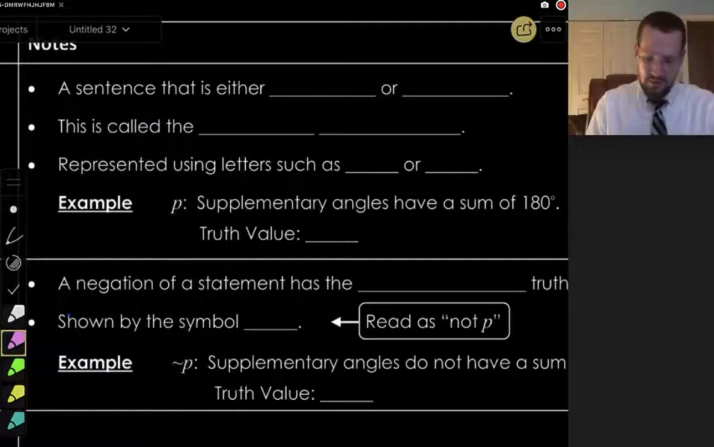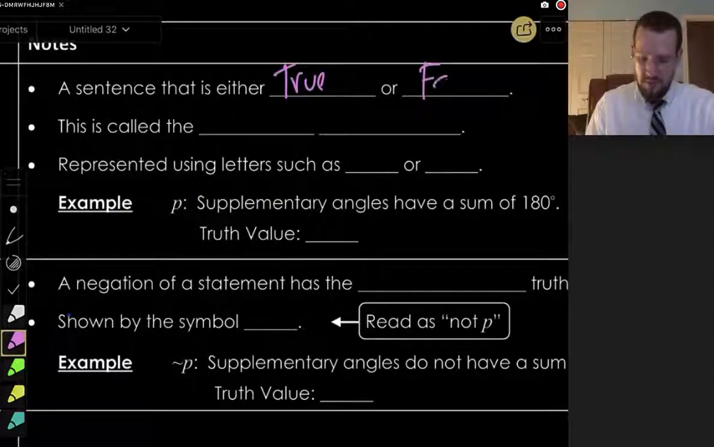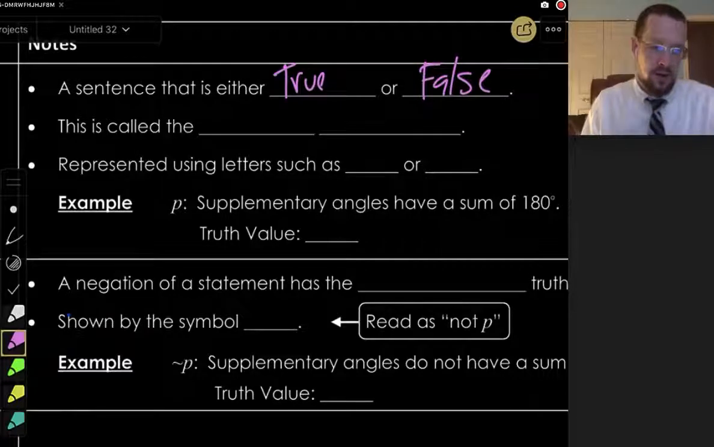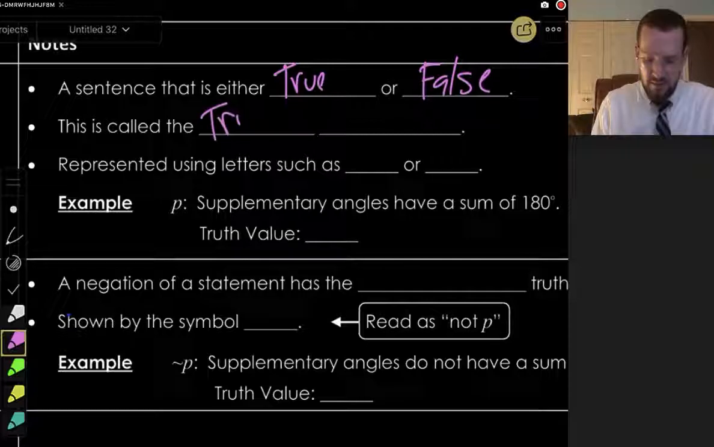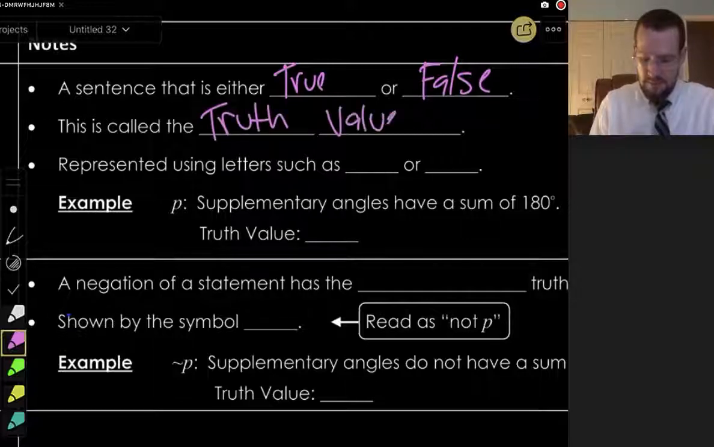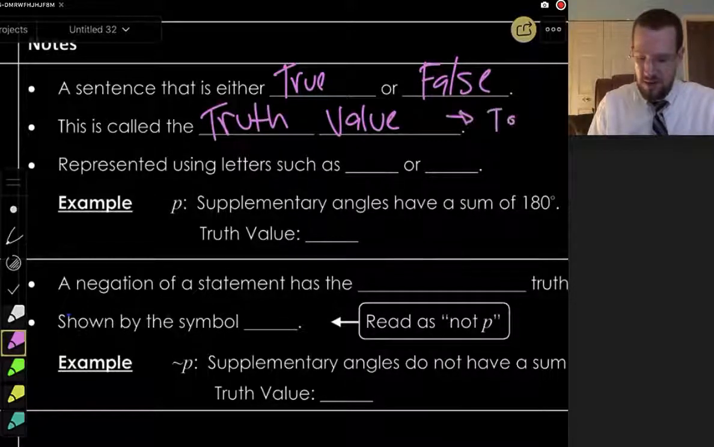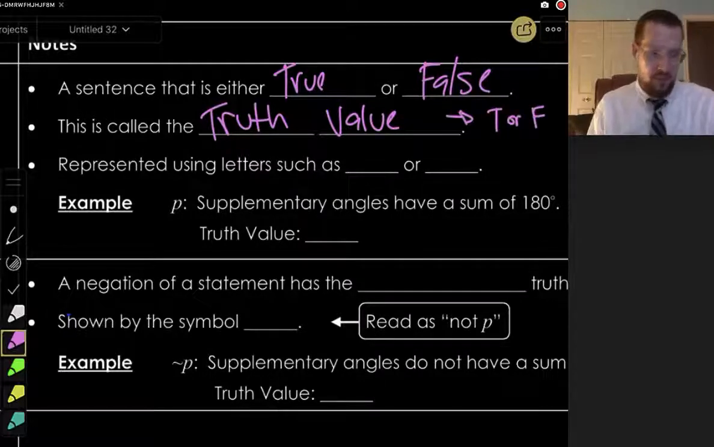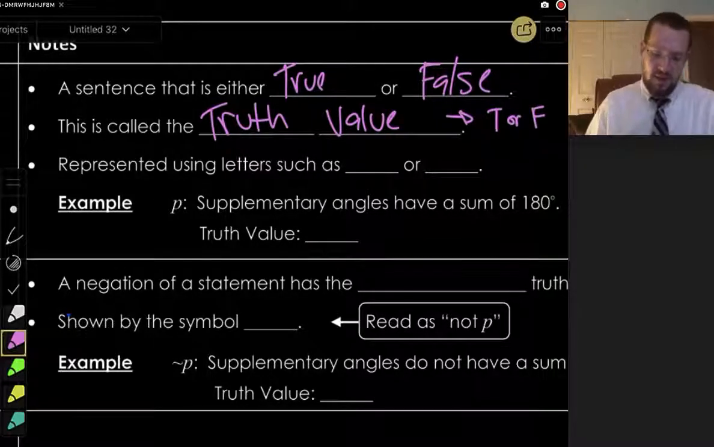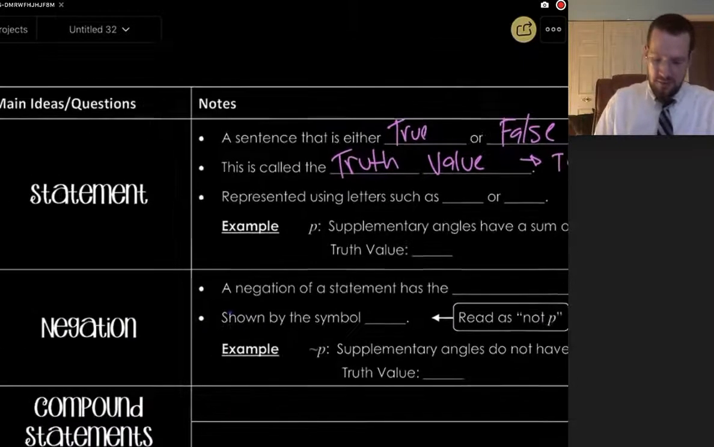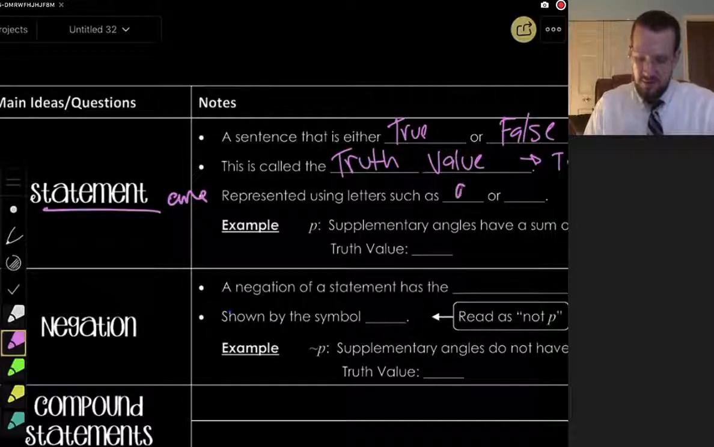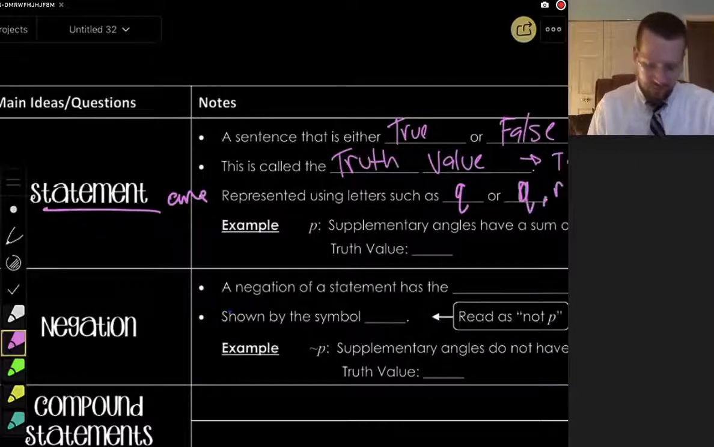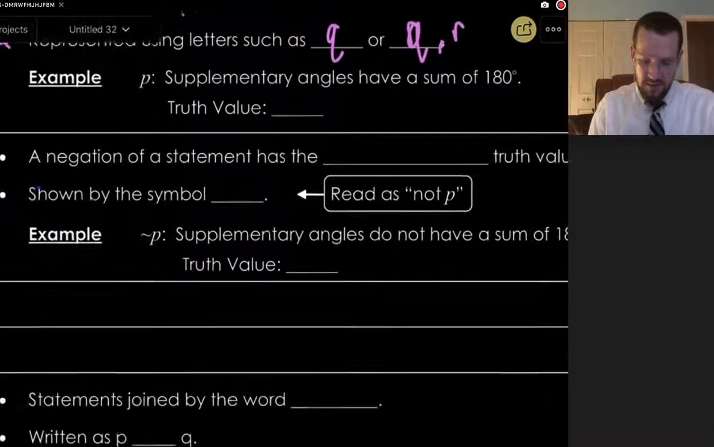Okay, so your statement is either true or false. No in between. The statement being true or false, this is what we call a truth value. So a truth value returns T or F. It's one or the other. Statements are represented using letters P, Q, sometimes R.